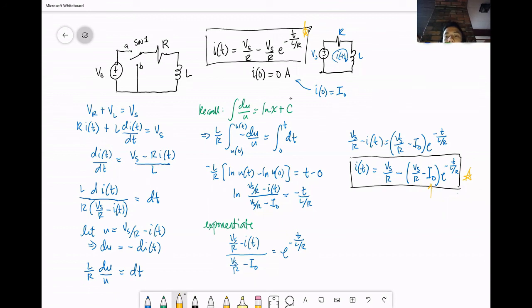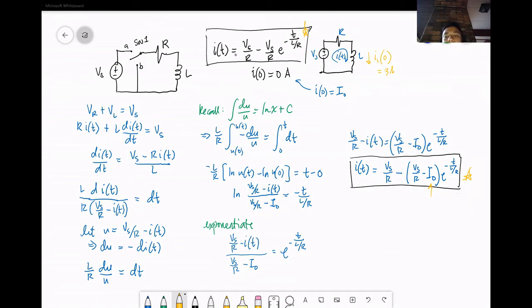Meaning you can put the value I of 0 as the current. Because this is a series, you can assume that initially my IL of 0, which is the same as I of 0, is equal to, let's say, 3 amps. So meaning you just replace this one with 3 amps, or you can repeat the whole process.